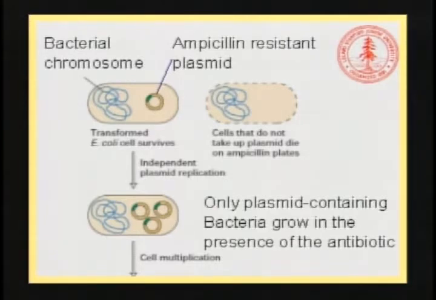So on the left, on the top, you see a bacterial cell, an oblong image, with two DNA molecules shown inside of it. One is the bacterial chromosome. It's shown larger. It's actually a very large circle. And the other, a small circular plasmid. That plasmid has ampicillin resistance on it. It's been acquired by that bacterium, but not by that bacterium immediately to the right.